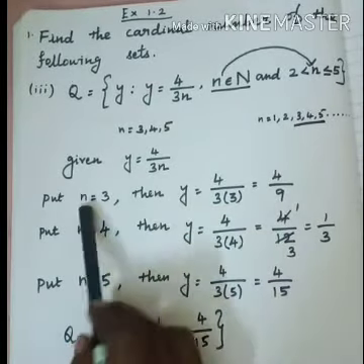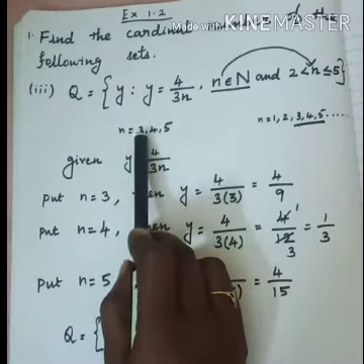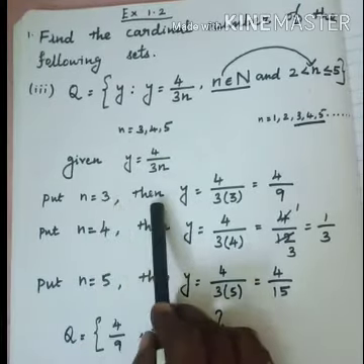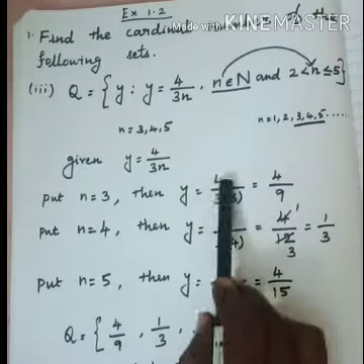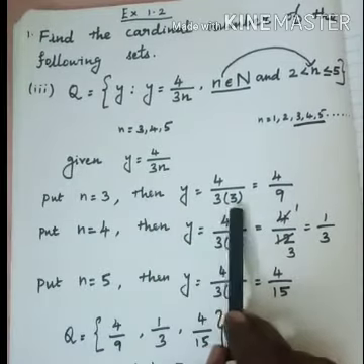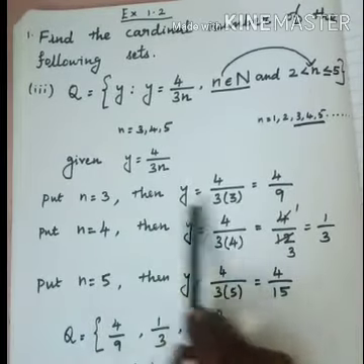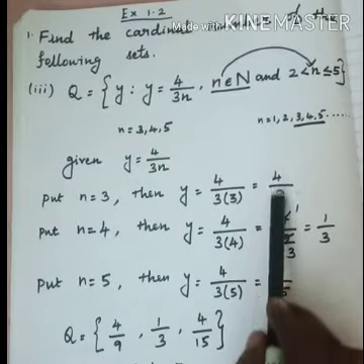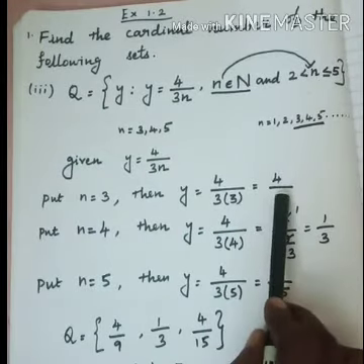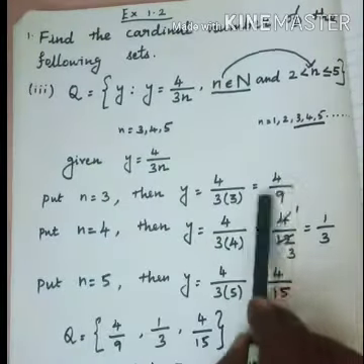First, we have to put the value n is equal to 3. Then y is equal to 4 by 3n. 3n is 3 into 3, n is 3 here. So 3 into 3, 4 by 9 is one value. The first element of Q is 4 by 9.